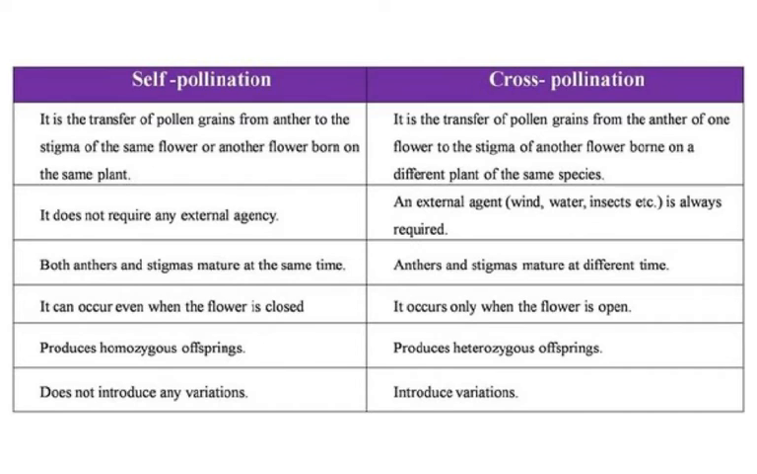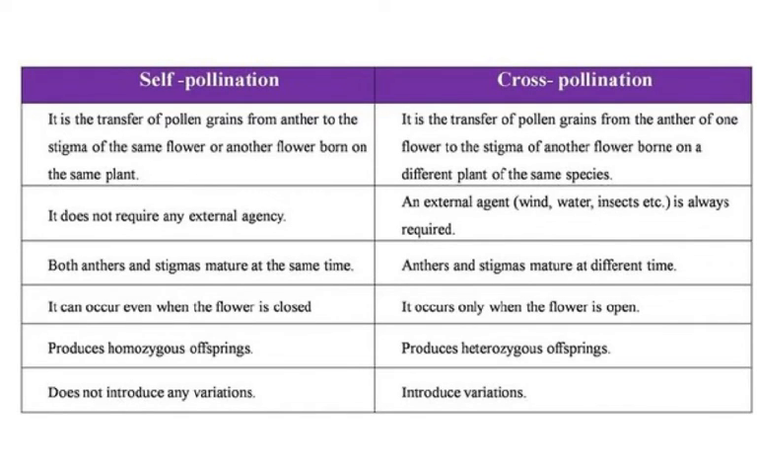Now, the advantages of self and cross-pollination. Self-pollination is the transfer of pollen from anther to the stigma of the same flower or another flower born on the same plant. It does not require any external agency. Both anthers and stigma mature at the same time. It can occur even when the flower is closed, produces homozygous offsprings, and does not introduce any variation. So, red roses will remain red roses.